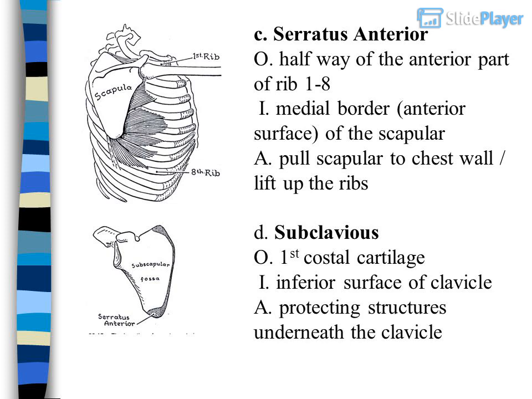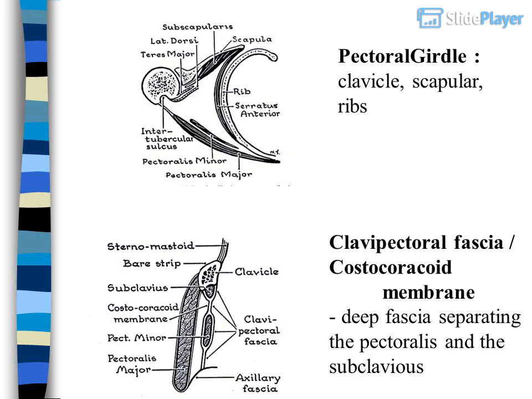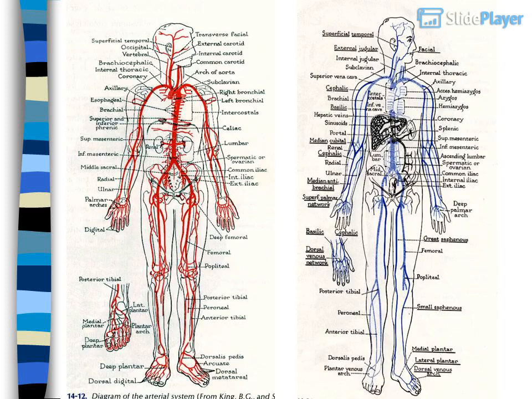D. Subclavius. Origin: first costal cartilage. Insertion: inferior surface of clavicle. Action: protecting structures underneath the clavicle; pectoral girdle: clavicle, scapula, ribs. Clavipectoral fascia, costocoracoid membrane: deep fascia separating the pectoralis and the subclavius.